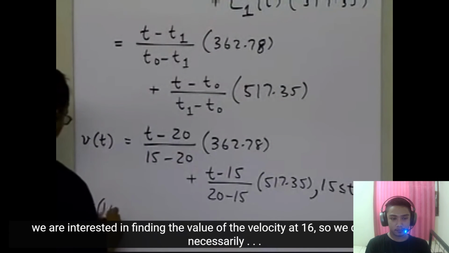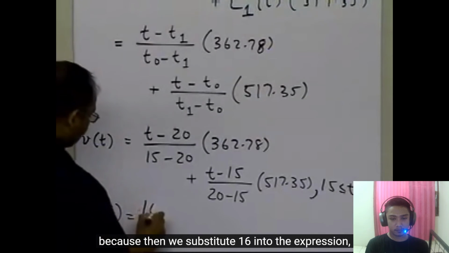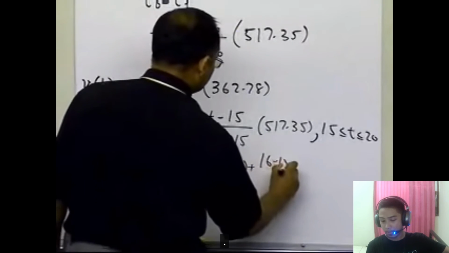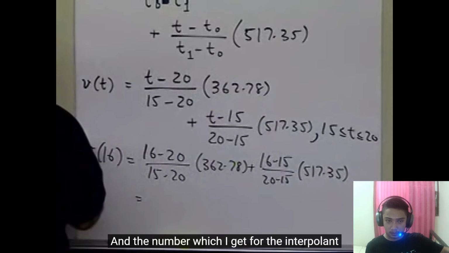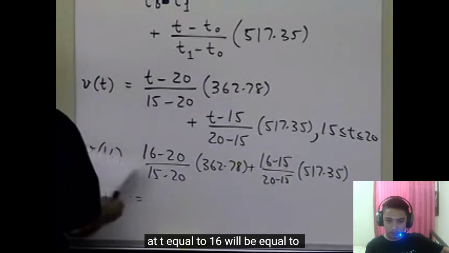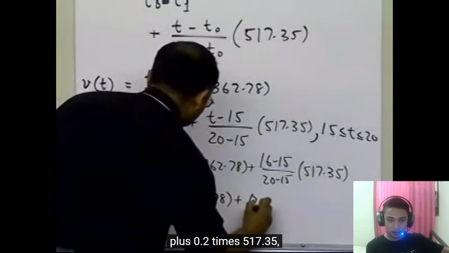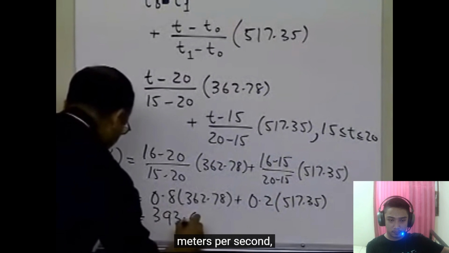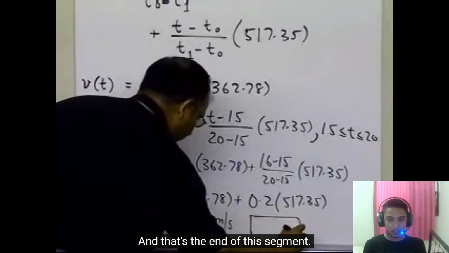But we are interested in finding the value of the velocity at 16, so we don't necessarily need to simplify this expression. We can directly substitute 16 for t, the value we are looking for. And the number which I get for the interpolant at t equals 16 will be equal to 0.8 times 362.78 plus 0.2 times 517.35. And this number turns out to be 393.69 meters per second. So the result is 393.69 meters per second at the 16th second, by using Lagrangian interpolation. And that's the end of this segment.